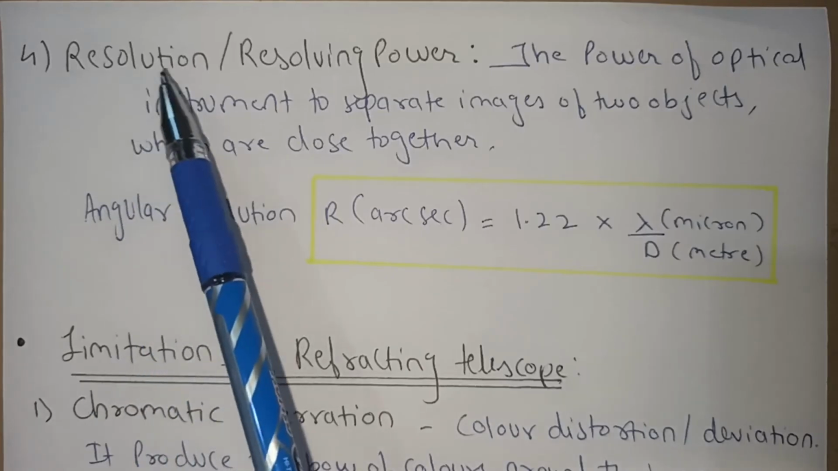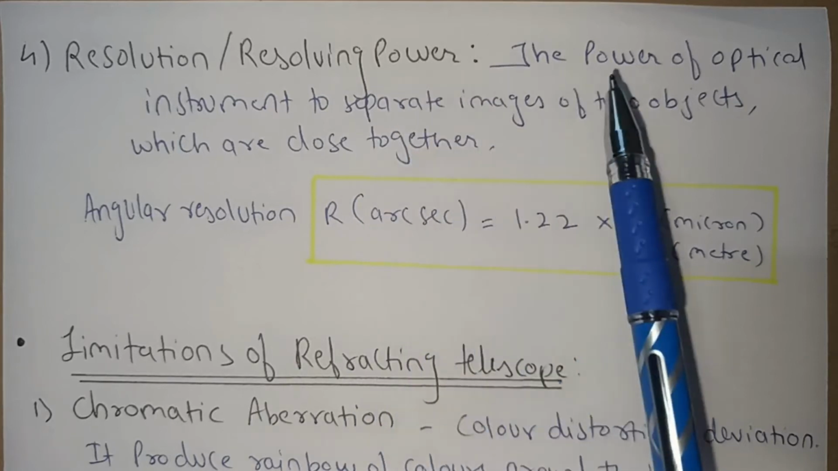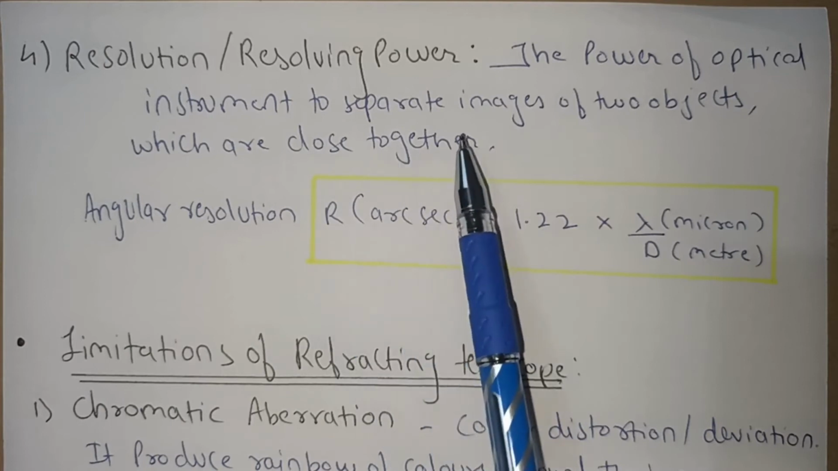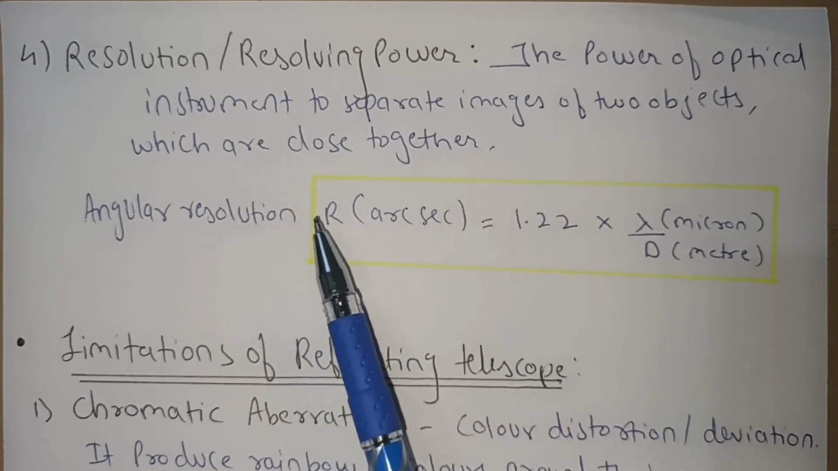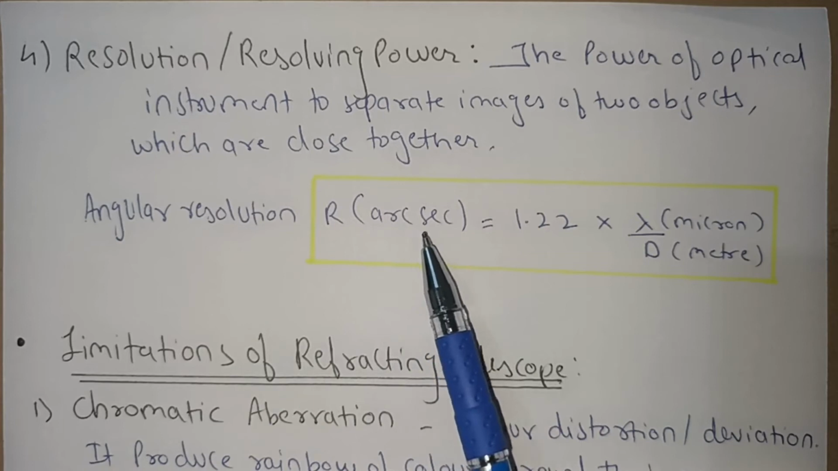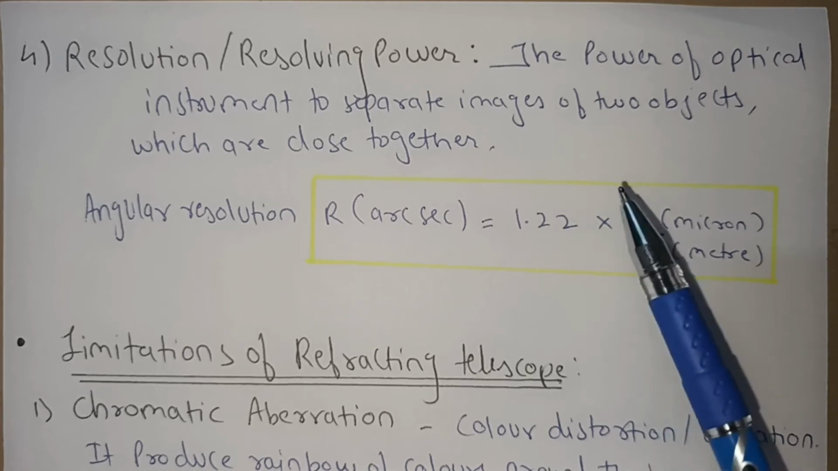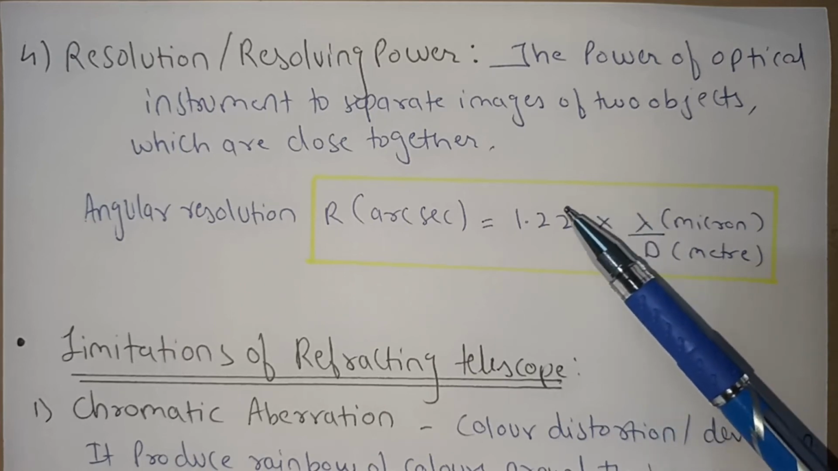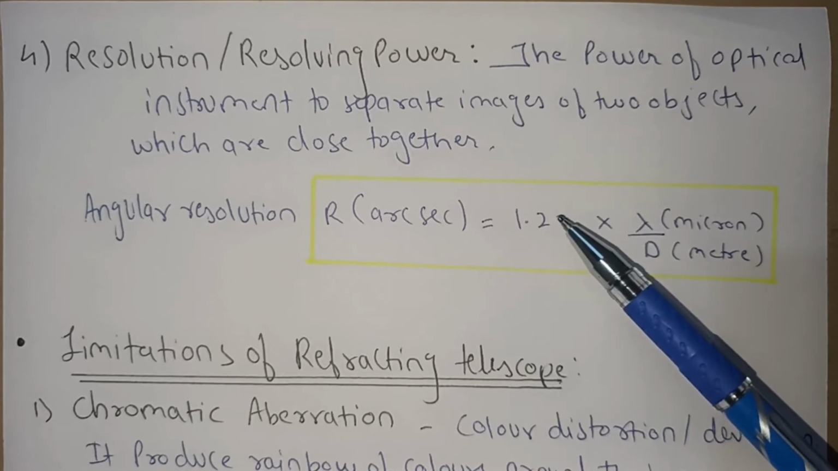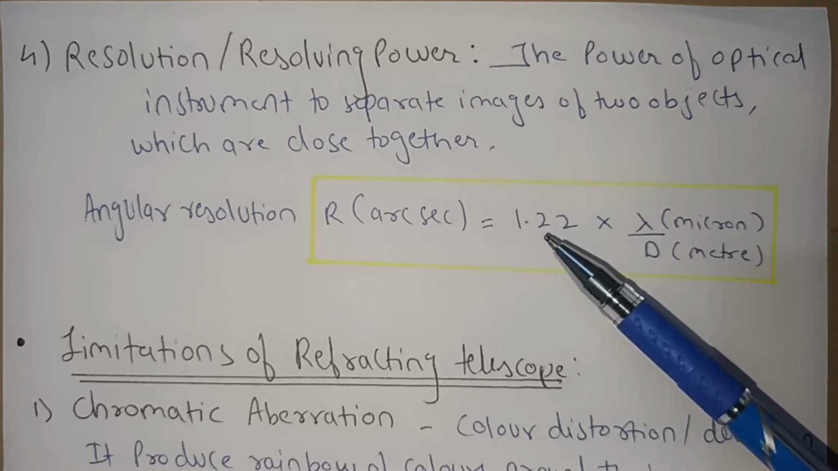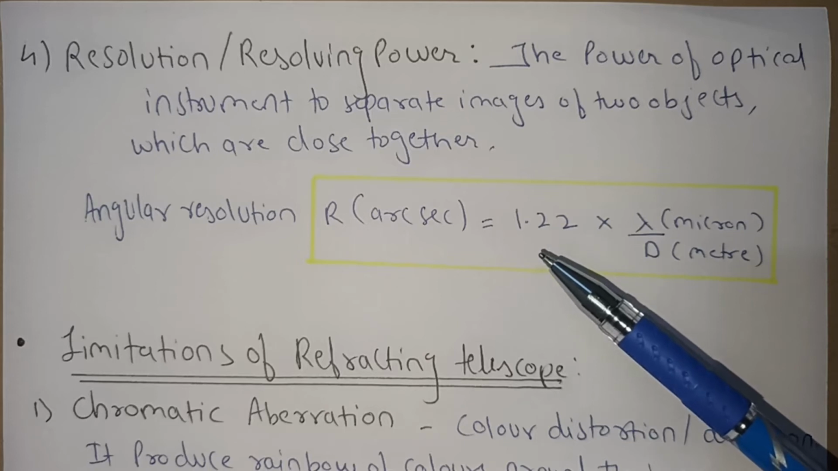The fourth characteristic is resolution, or you can call it resolving power. It is the power of an optical instrument to separate images of two objects which are close together. Okay, now this angular resolution is given by R, its unit is arc second, is equal to 1.22 multiplied by the wavelength of light divided by the diameter of your aperture. Okay, now some binary stars in the sky look like one single star when viewed with the naked eye, okay, but the images of the two stars are clearly resolved when they are viewed with a telescope. This resolution also depends upon the resolving power of the telescope.